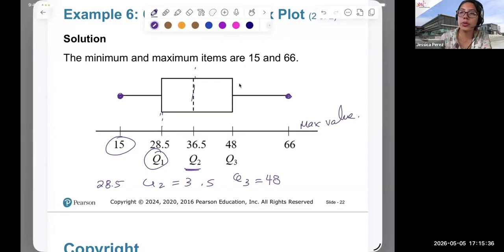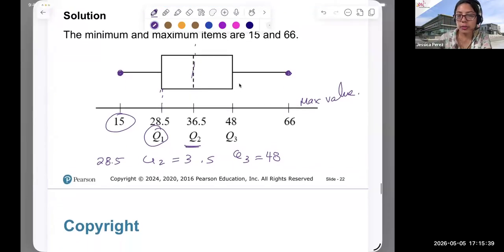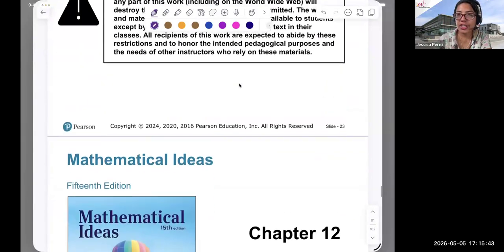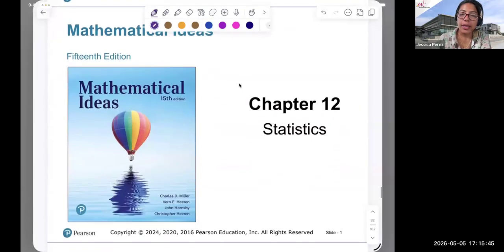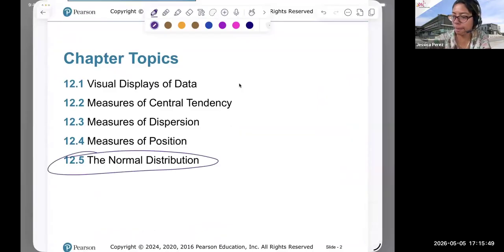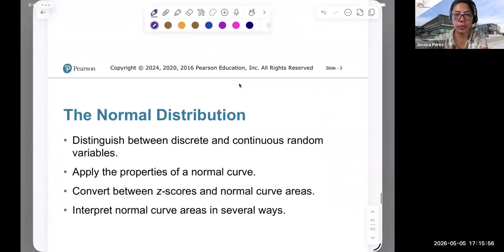And with that, we can do our box plot. We can do it by hand and we can use our calculator. And with that, we finish section 12.4. Now, this is the last section for 12.4. We'll go over 12.5, which is the normal distribution.